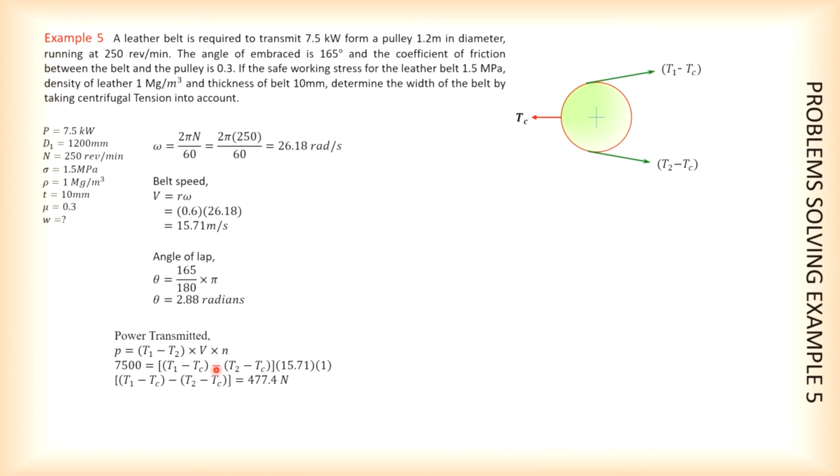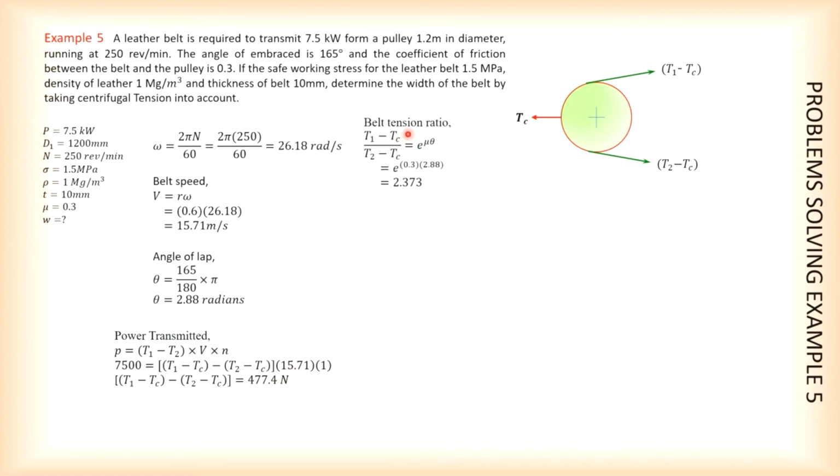So the TC minus TC, when you multiply the minus sign into the bracket, you get a plus. Minus TC plus TC, actually the TC will go off. But we are writing it in this form because we are making use of the belt tension ratio later, which is unknown for the time being. So this is equal to 477.4. How did you get this? Take 7,500 divided by 15.71, and you will get 477.4 Newtons.